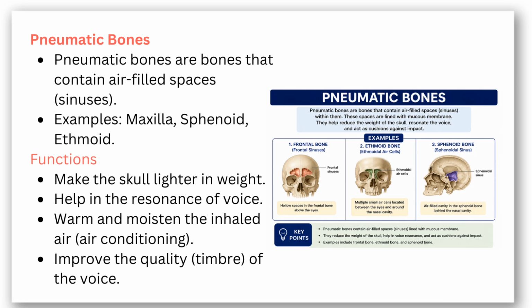Pneumatic bones are certain irregular bones containing large air spaces lined by epithelium. We can see examples of maxilla, sphenoid, ethmoid. These bones make the skull lighter in weight and help in resonance of voice and act as an air conditioning chamber for inspired air, and they also improve the timbre of the voice. Timbre of the voice means the quality of the voice.